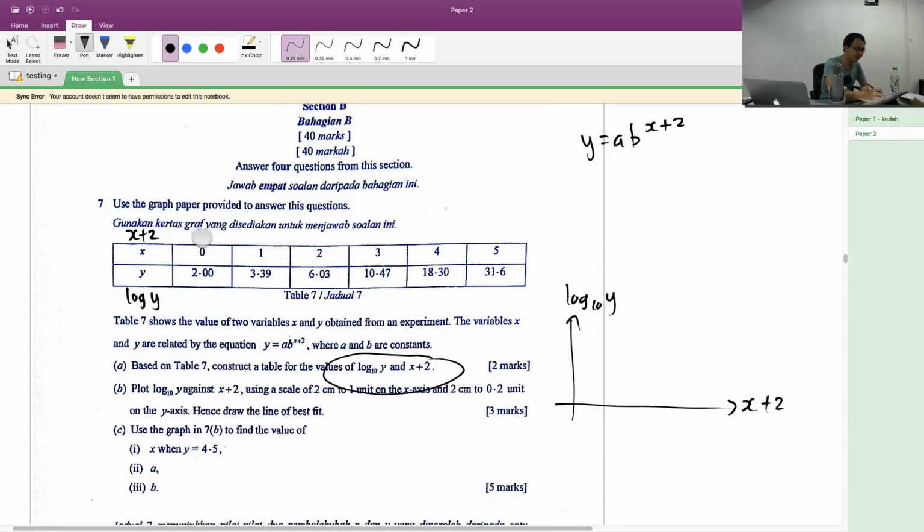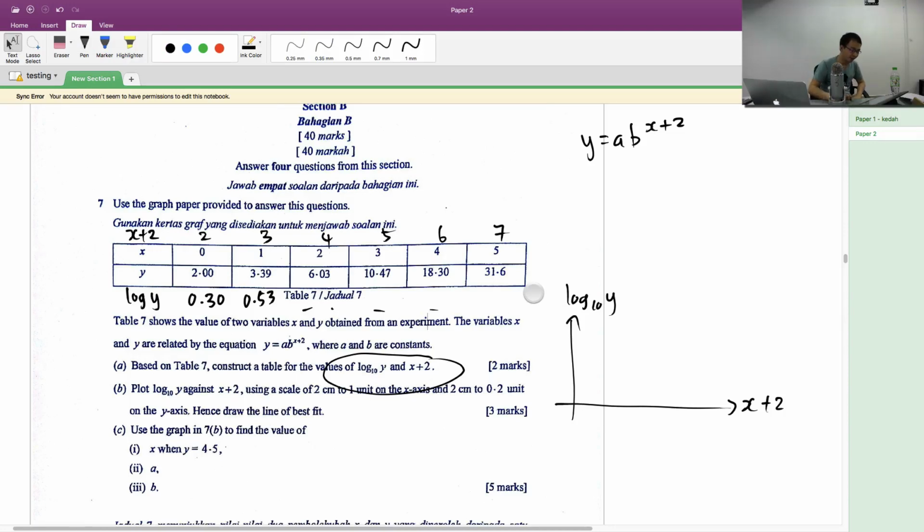X plus 2 means 0 plus 2, you get 2. This one you get 3, this one you get 4, 5, 6, 7. That is x plus 2. For log y, you log the 2. Leaving it in 2 decimal places should be good. You will get 0.30, and then you log 3.39 and you will get 0.53. Continue and finish it, definitely.